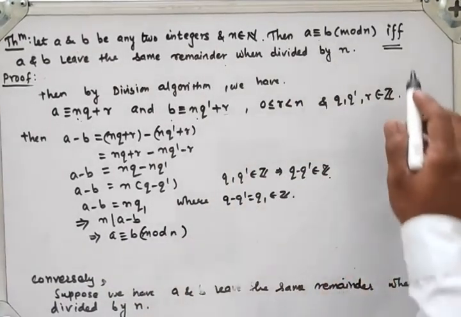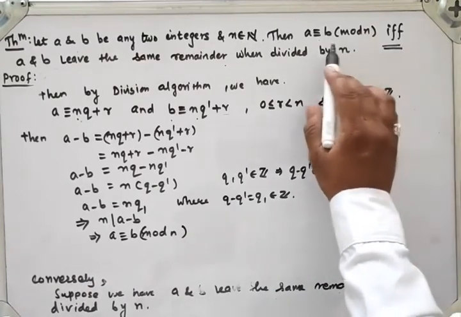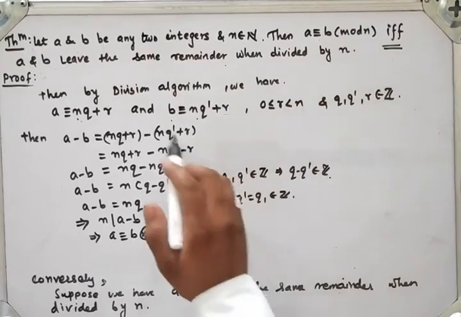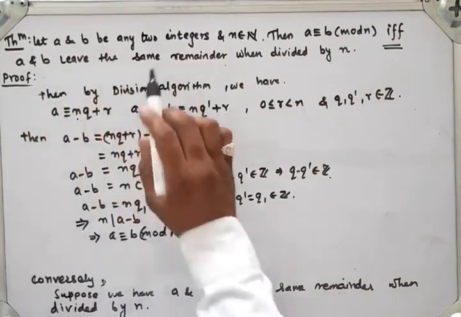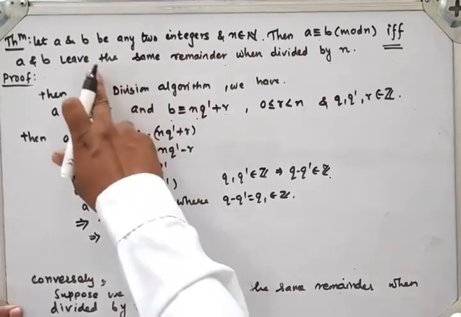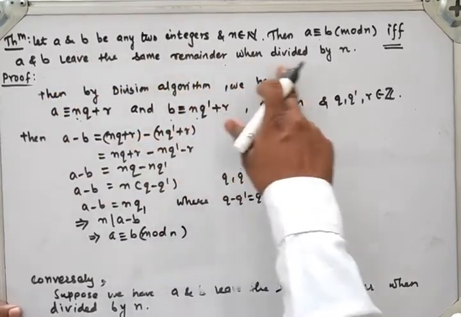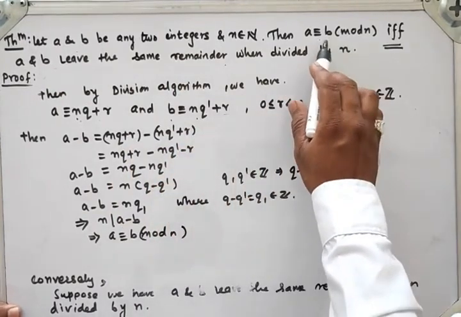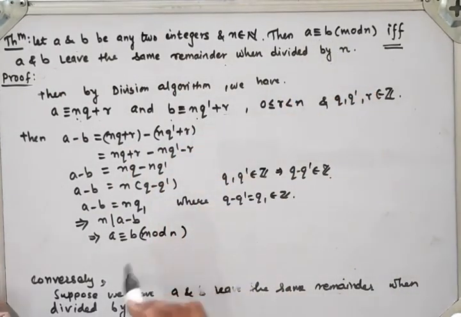So we have proved this theorem in two parts. In the first part, we have a congruent to b modulo n, and we have shown that a and b leave the same remainder, which is r. In the second part, the converse, we have a and b leaving the same remainder when divided by n, and we have proved that a is congruent to b modulo n. Hence the proof of the theorem.